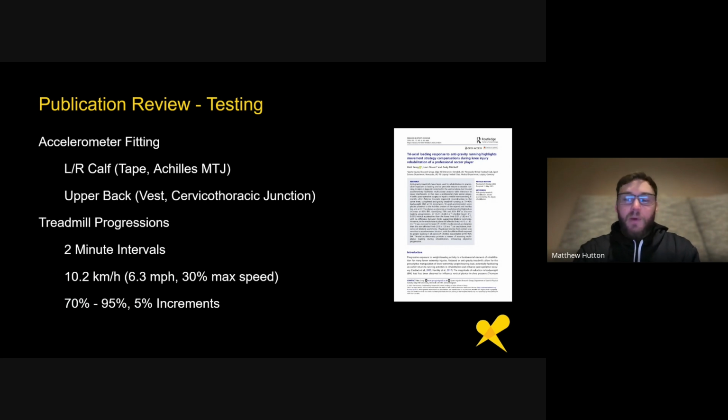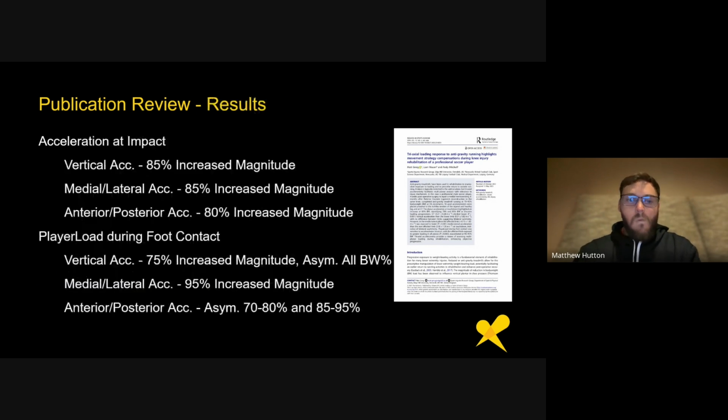And then they progress the body weight starting from 70% up to 95% in 5% increments every 2 minutes. So what they found, the acceleration and impact was the first thing they were looking at, is as that foot came back into contact with the ground, what were these different accelerations in terms of the vertical, the medial to lateral or the transverse plane, and then the anterior posterior or the frontal plane.